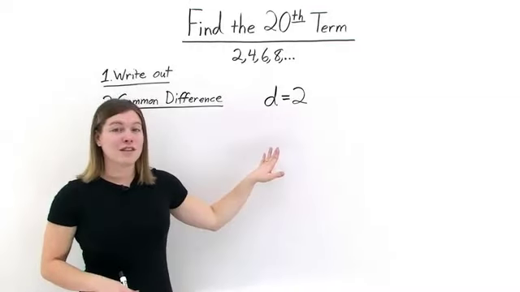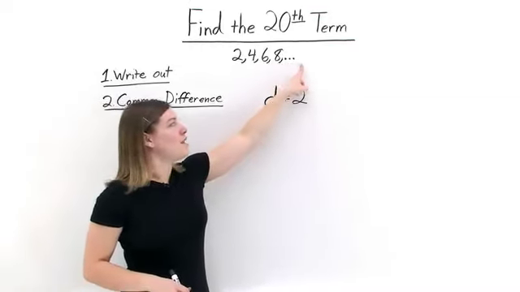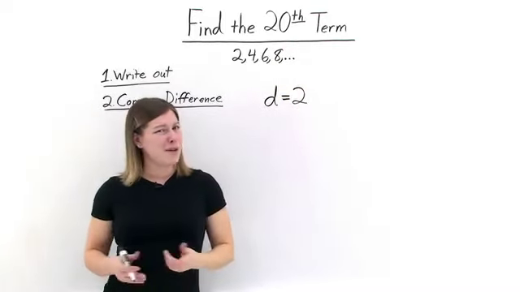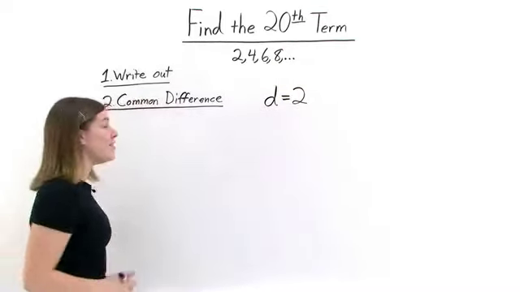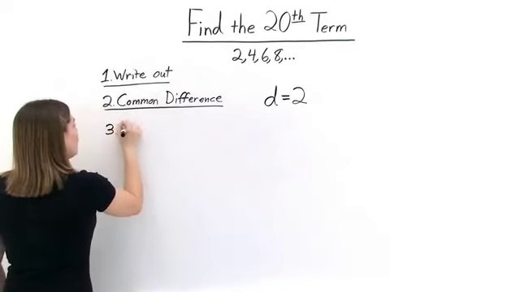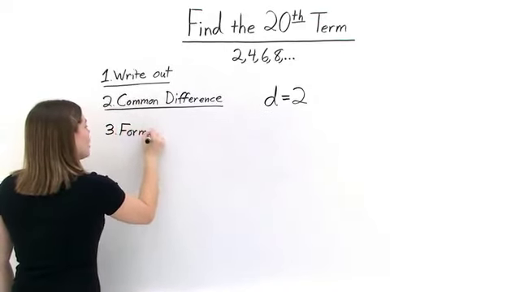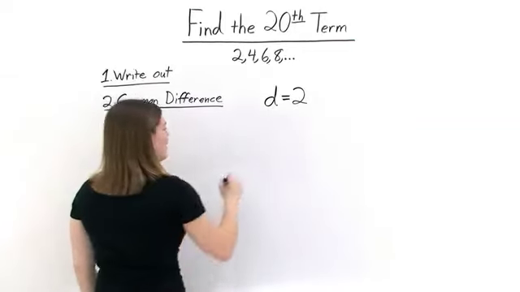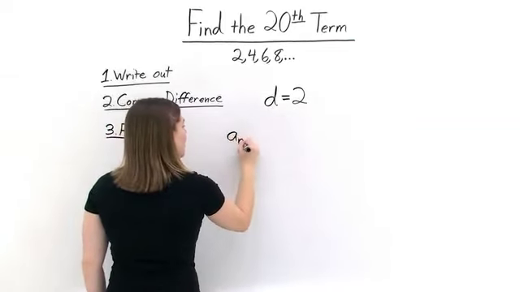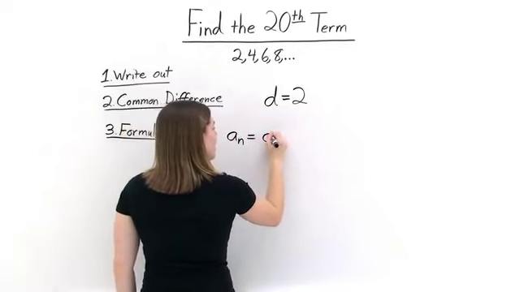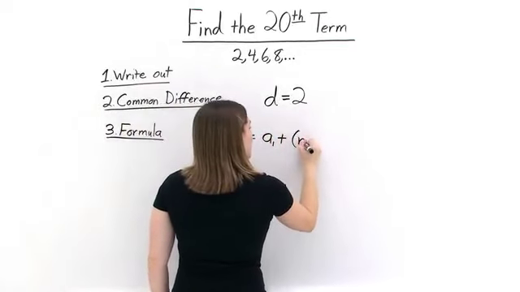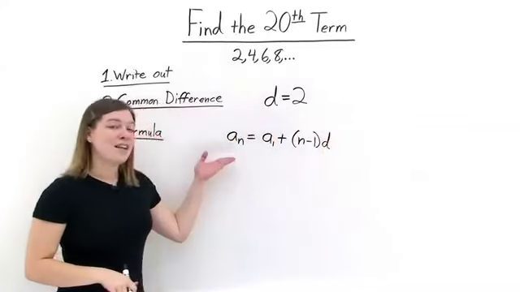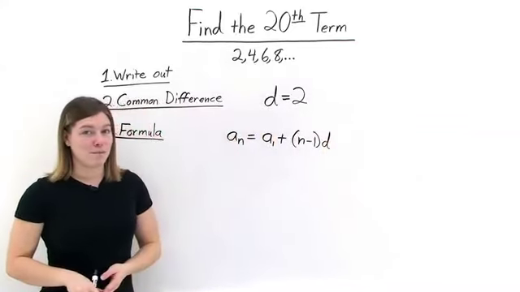Now we could use this information to add 2 to each one of our next terms until we get to the 20th term. But that might take a while. So instead, let's use the formula for finding the nth term of an arithmetic sequence. This will make our process a lot faster. Our formula for finding the nth term is a sub n equals a sub 1 plus n minus 1 times d. Now let's use this formula to find the 20th term.